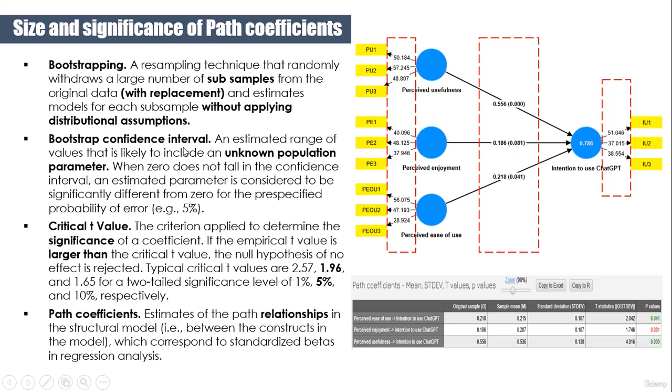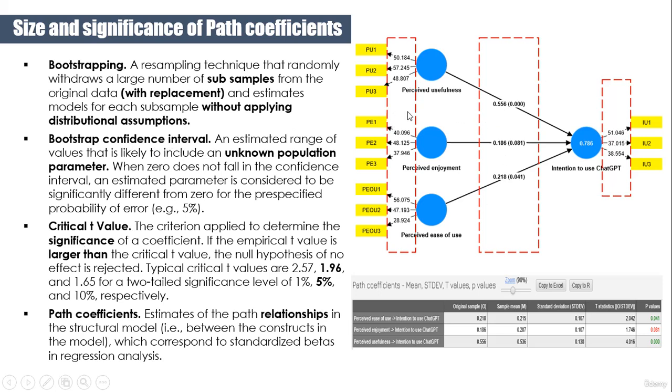So the bootstrap confidence interval will give you an upper and lower confidence level for each path coefficient. It is the estimated range of values that is likely to include an unknown population parameter. When 0 does not fall in the confidence interval, an estimated parameter is considered to be significantly different from 0 for the prescribed probability of error. We'll explain it practically and see it in Smart PLS. That means whether the path coefficient already determined by the software is significant or not can be determined by seeing the confidence interval.